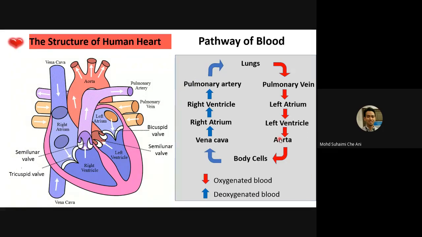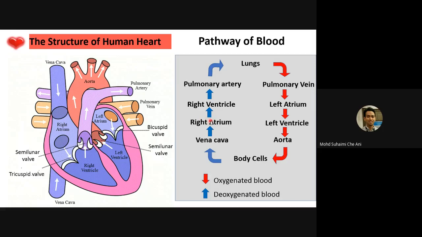the body cells. So once the blood reaches the body cells, they will take up the oxygen and release the carbon dioxide. So the oxygenated blood changes into deoxygenated blood. The deoxygenated blood from all body cells needs to go to the heart, and it will be carried by the blood vessel known as the vena cava. Vena cava brings the deoxygenated blood from body cells to the right atrium. So you see the vena cava here, the arrow goes inside the right atrium.